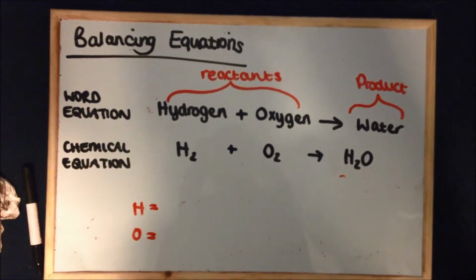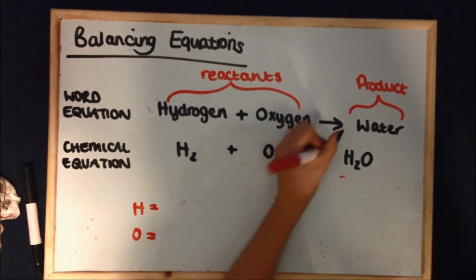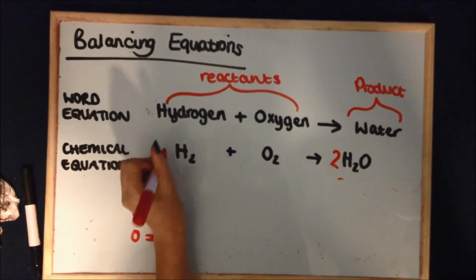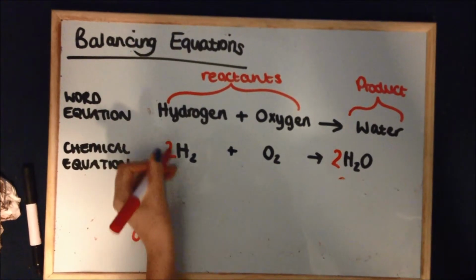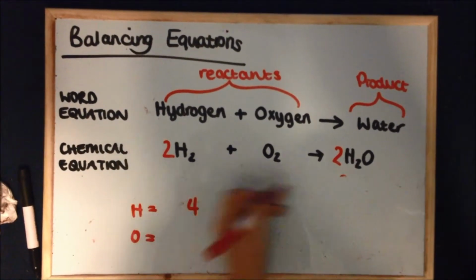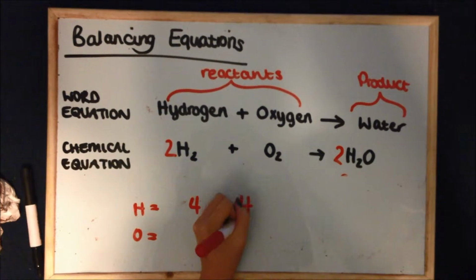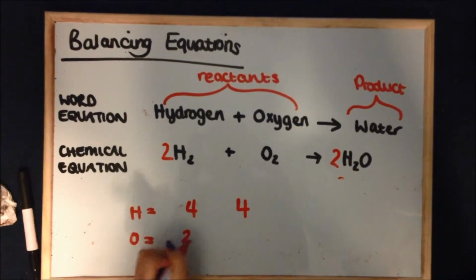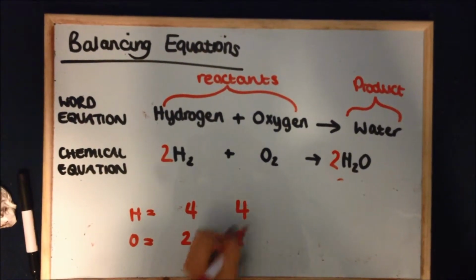In order to get the oxygens to balance, we have to add a 2 here. So there are 2 oxygens on either side. However, the 2 now multiplies the hydrogen as well, giving 4. So we add another 2 on the reactant side over here, so the balance is equal.